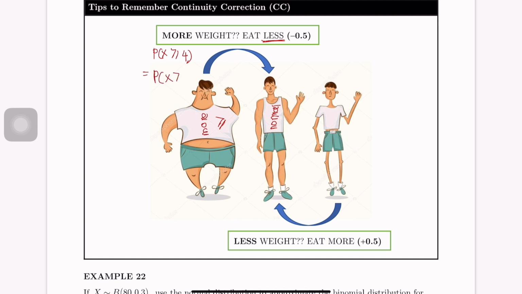So x less than 3.5, so we need to minus 0.5, because if we have less weight, we need to eat more, or we need to add 0.5. For example, we have probability x less than or equal to 4. To do CC, we need to eat more, so plus 0.5. So x less than 4.5.